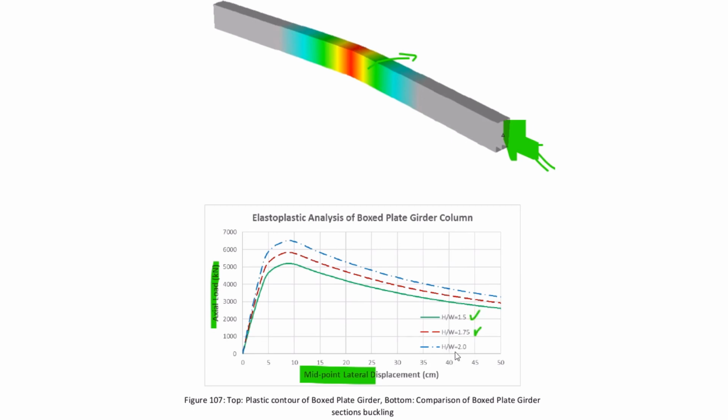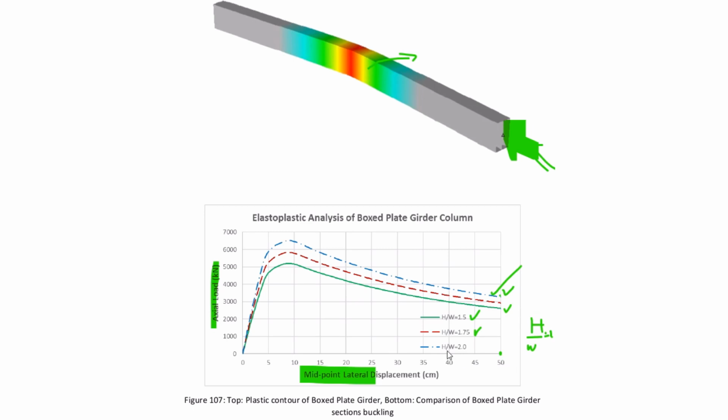Here you can see this blue H by W ratio, that means H by W is 2. That means more height, less width. H by W ratio is 1.5 means height is less compared to the width, right? So that is having less displacement as compared to H by W ratio 2 has, for the same 50 displacement, it has more axial load. It can take more axial load for 50 centimeter lateral displacement. When H by W, when height is more, then it is taking more load for the same lateral displacement.